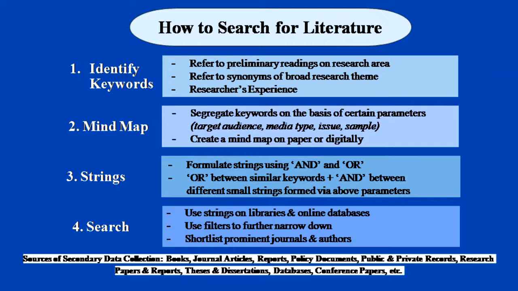Now you can use Boolean words such as AND, capital A-N-D, and OR, capital OR, to search your literature and to formulate those strings. After that, you'd be able to search for literature. Now, those strings you can use on databases, on libraries, online libraries specifically, and with that, you'd be able to search for more literature. You can also filter that literature down.